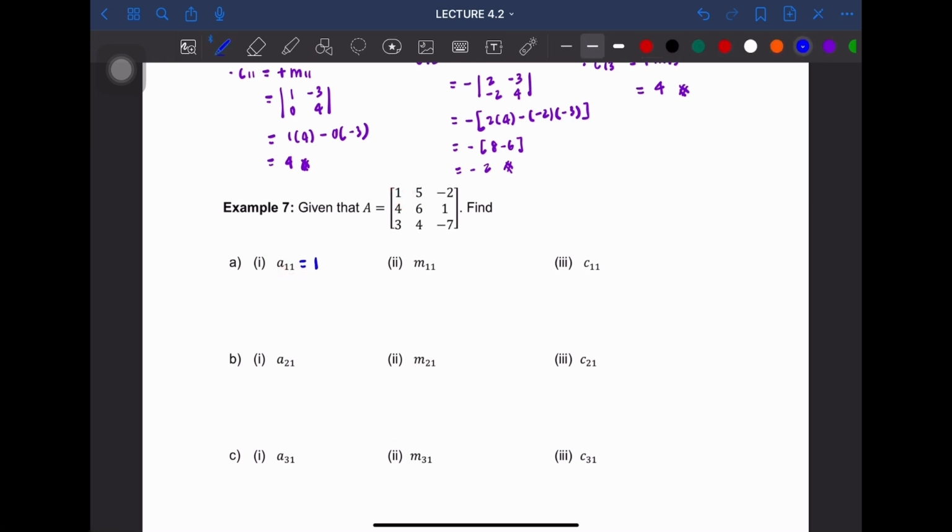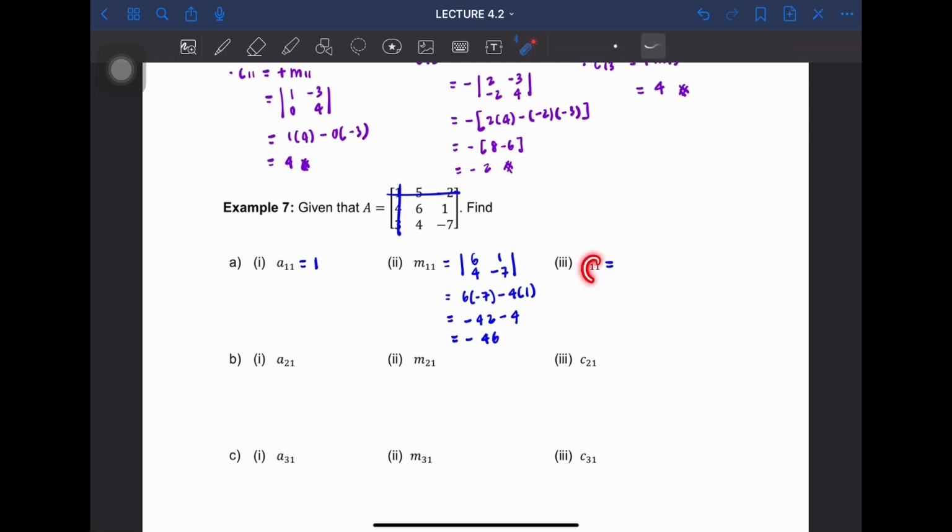Then we need to find the minor M11, meaning we have to find the determinant when we delete the first row and first column. What's left is 6, 1, 4, negative 7. The formula is AD minus BC, so 6 multiplied by negative 7 minus 4 multiplied by 1. We get negative 42 minus 4, which is equal to negative 46. And then the last one is C11, cofactor 1, 1.